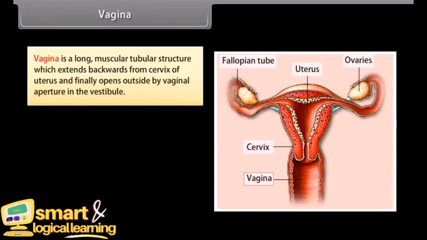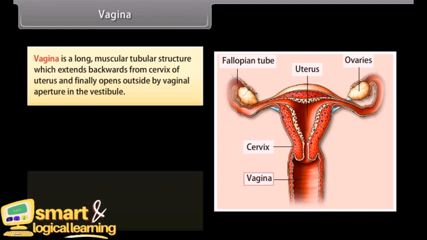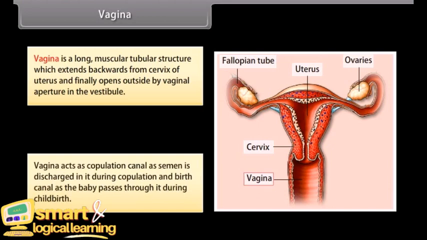Vagina. Vagina is a long, muscular, tubular structure which extends backwards from the cervix of the uterus and finally opens outside by the vaginal aperture in the vestibule. Vagina acts as a copulation canal as semen is discharged in it during copulation, and as a birth canal as the baby passes through it during childbirth.